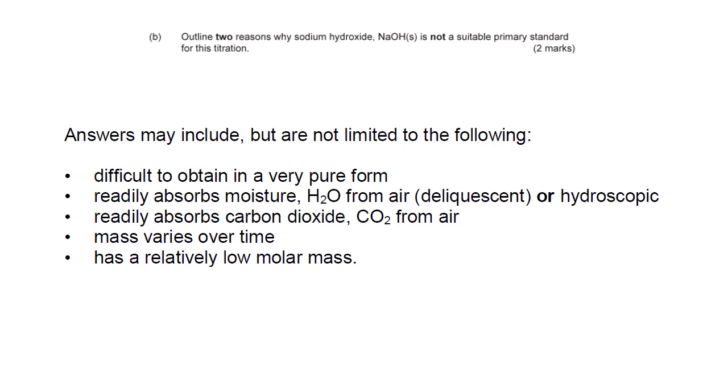By the way, if you're tempted to write more, a scattergun approach, writing as many things as you can, the examiner's going to take the first 2. So if your first 2 are wrong, but your next 2 are right, you don't get the marks for that. So if it says 2 marks, just write 2 things. Writing 3 things and one of them is wrong, and it's your first one, you only get 1 mark for that.